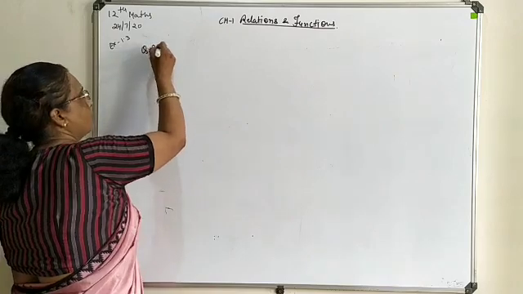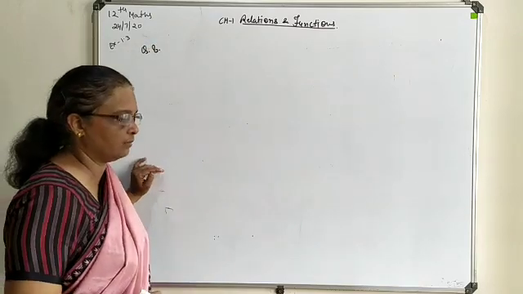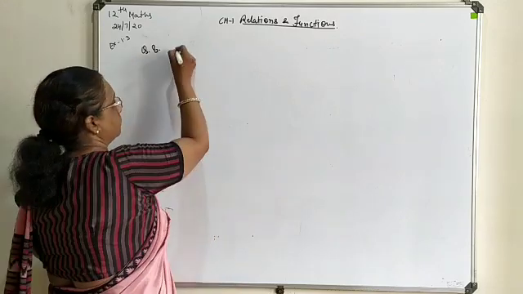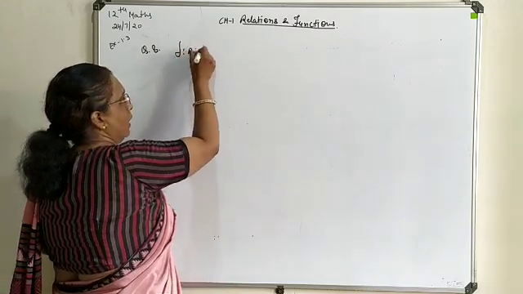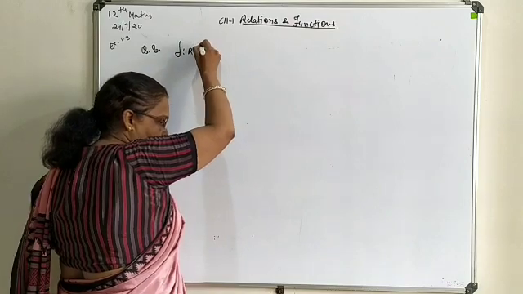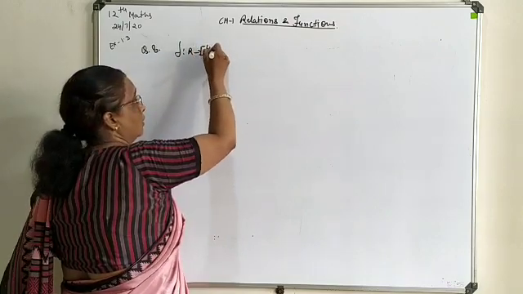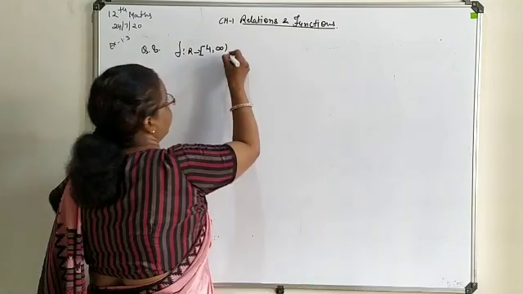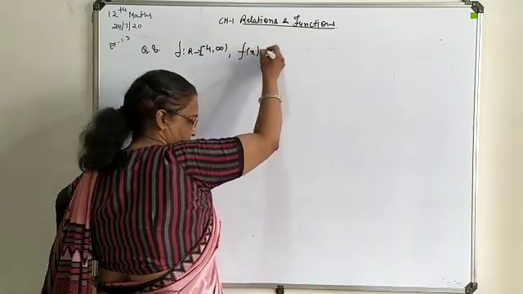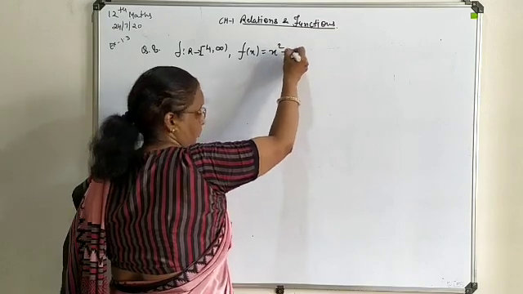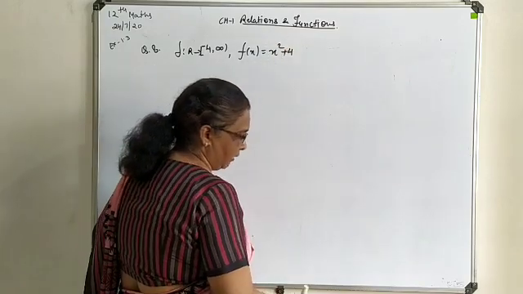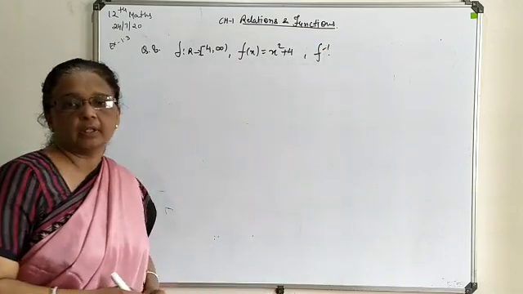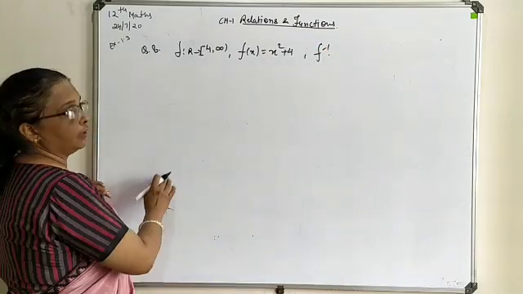Now we look at one more form in which the inverse is to be found. Your function is defined from R to the interval [4, infinity), and your f(x) is x squared plus 4. Here we have to find f inverse. So first of all, go for checking the basic conditions. First of all, one-one.